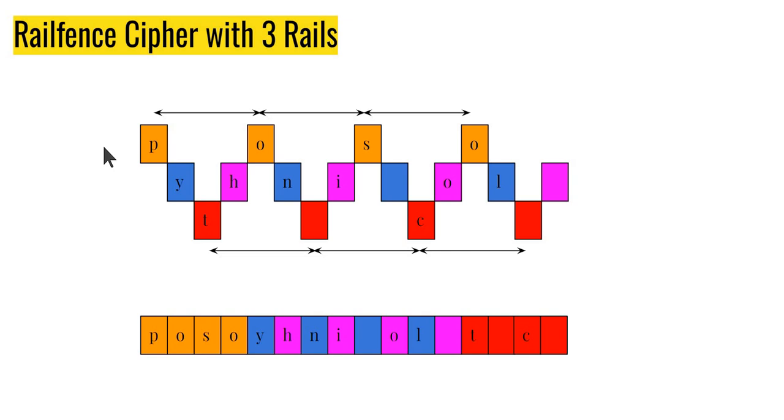Now, in this video, we look at yet another scheme which is called the RAIL FENCE CIPHER. We look at this in detail as to how do we encode this. First, let's try to understand what this scheme means.